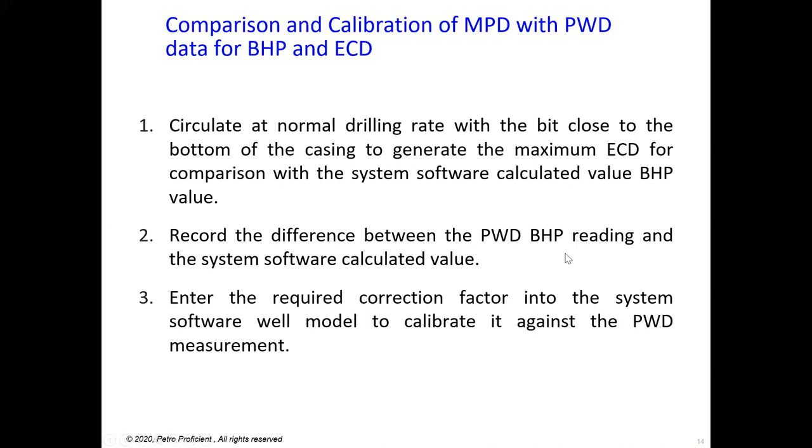Why we need to do that is because sometimes you don't get this PWD data. At that time you are relying on your software calculated value, either because the PWD tool has failed, or because you're not circulating. Remember, this PWD tool data is recorded in the tool, but is transmitted using mud pulse telemetry, like any other MWD, LWD data. So the data is available only when you have proper circulation from the well. When you are static, for example when you are making a connection, you do not have this reading available because you are not circulating.